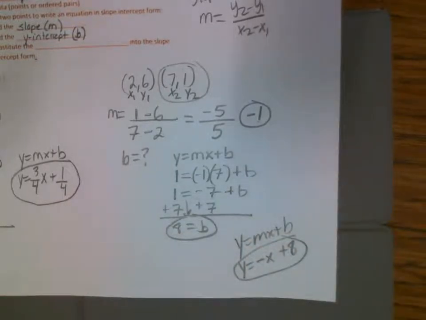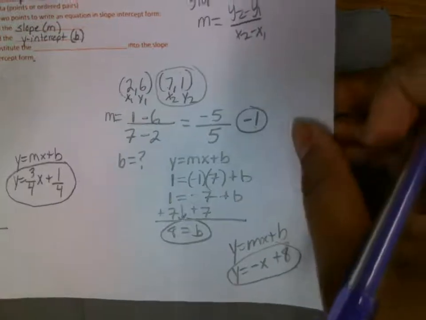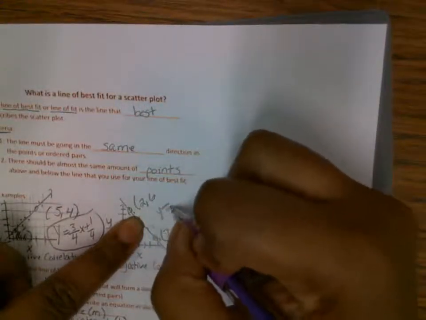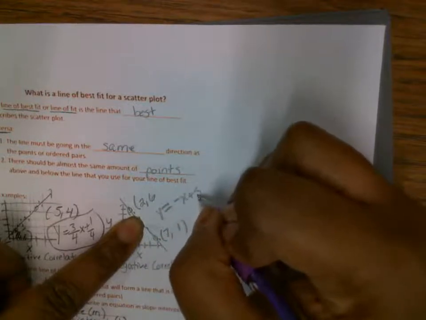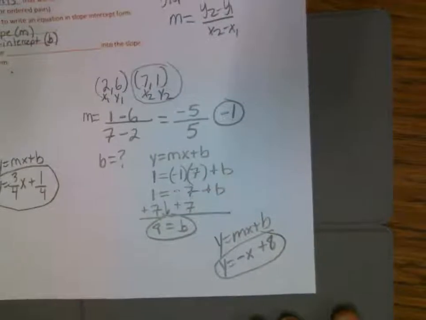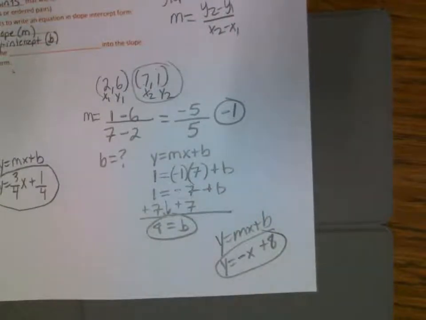So the line of best fit for this equation up here, and I'll go back down, give me a second, is y is equal to negative x plus 8. This is the line of best fit for this scatter plot. And I'll go back down so you can write that in. And I'll pause it here.